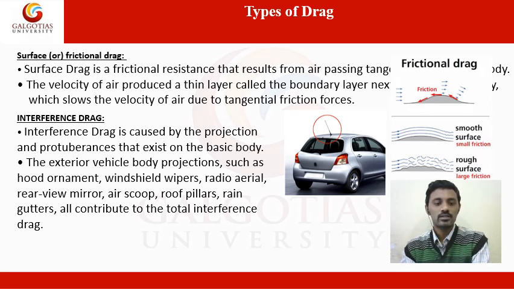In surface drag, a smooth surface means small friction, and a rough surface means large friction. But in interference drag, you can see the image of a car, and I have also marked where the interference drag is. Interference drag is caused by the projections and protuberances that exist on the basic body, the exterior vehicle body projections such as hood ornament, windshield wipers, radio aerial, rear view mirror, air scoop, roof pillars, etc. All these contribute to the total interference drag.